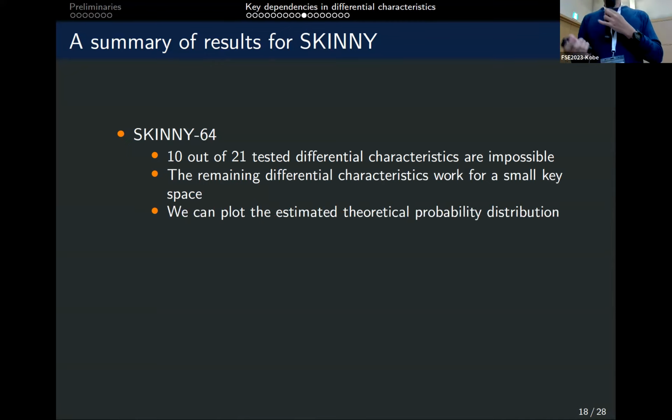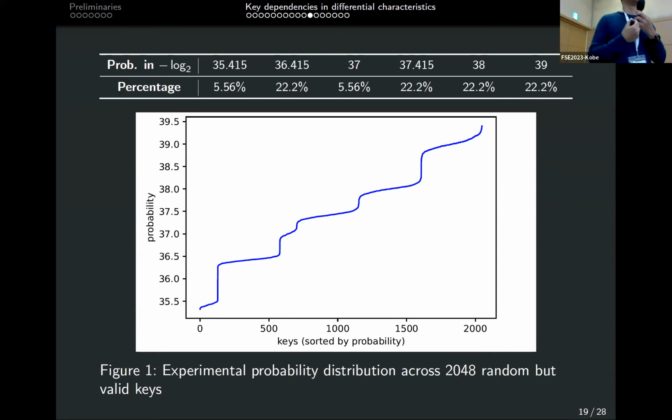And for Skinny 64 itself, we can plot the estimated theoretical probability distribution. So this is one of the examples. The table is what we compute, and the graph shows what we do experimentally. This is on, if I remember correctly, about 4 rounds of a particular characteristic, so that the probability stays in what we can compute experimentally.